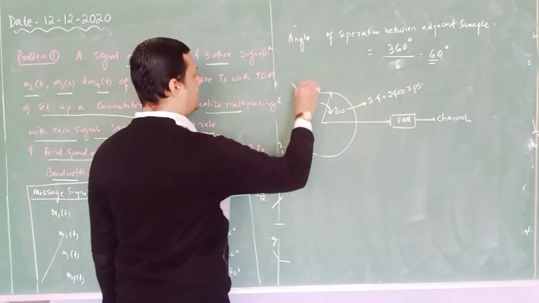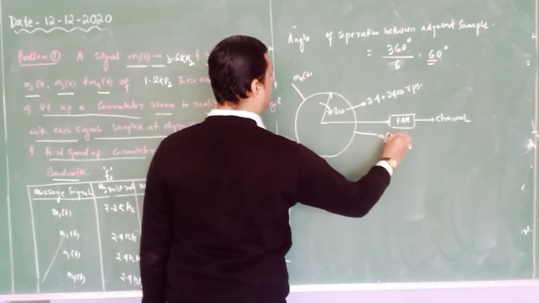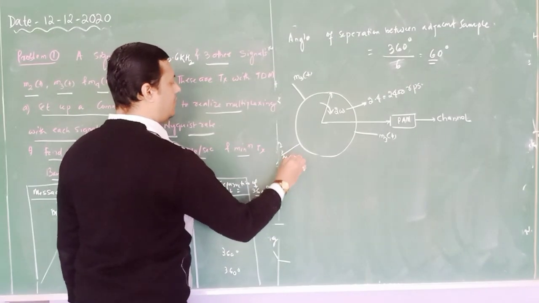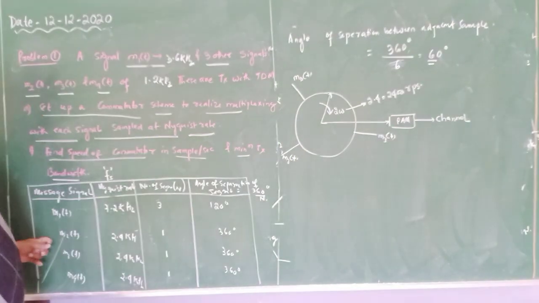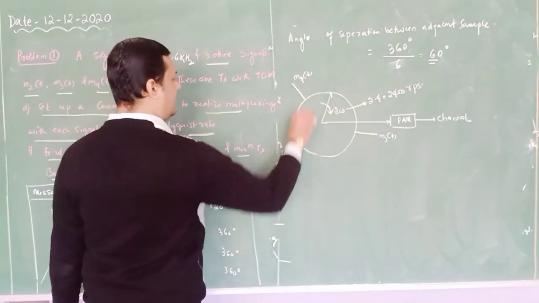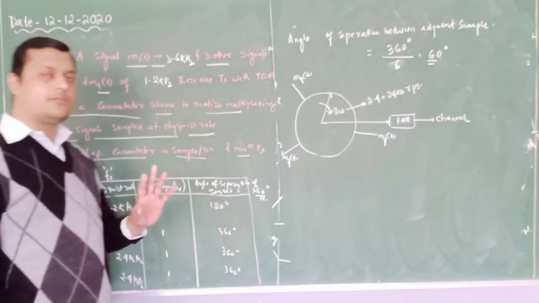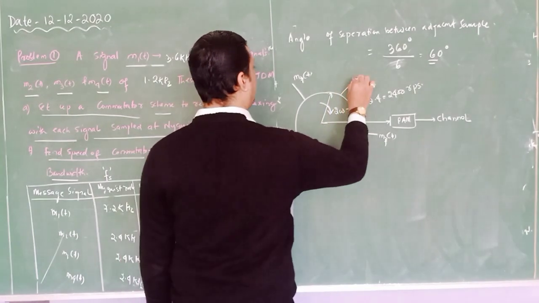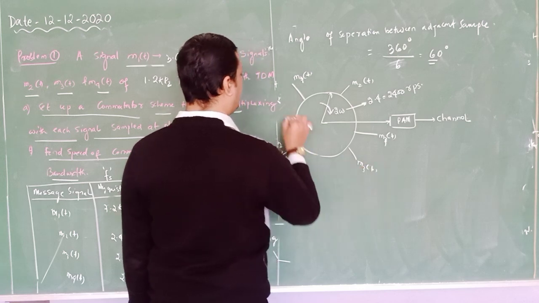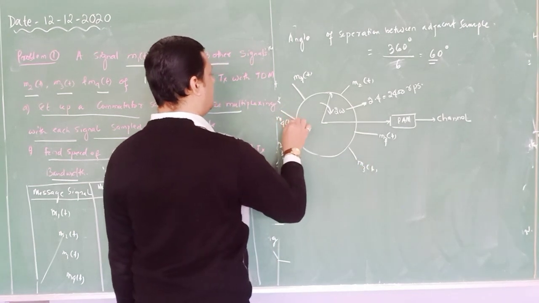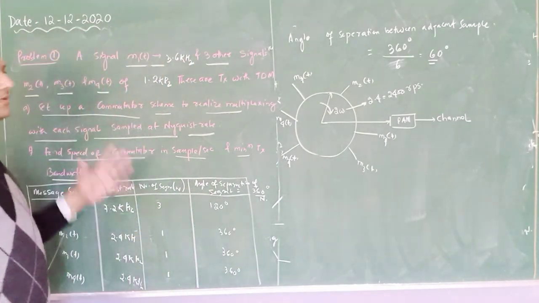Now the first message, let us consider M1 of t. This is M1 of t, and this is M1 of t. All are separated at an angle of 120 degrees. Then M1 is separated at an angle of 120. And the adjacent angles are 360 degrees, meaning there is only one repetition. So here you can put M2, here you can put M3, here you can put M4. And the adjacent angle separation will become automatically 60 degrees. Okay. So this is the commutator design.